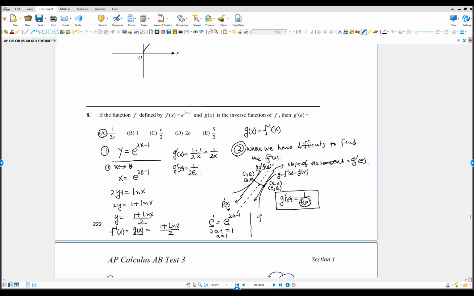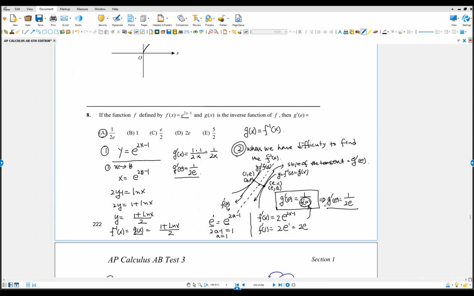From here we can find f prime x. f prime x is what? Take a derivative: e to the 2x minus 1 times the derivative of 2x minus 1, which is 2. Now put this number in, a is 1. So f prime 1 is how much? e to the what? 2 times 1 minus 1 is 1, so that is 2e. Finally, g prime e equals 1 over 2e, since f prime is 2e. It's going to have the same number as over here.